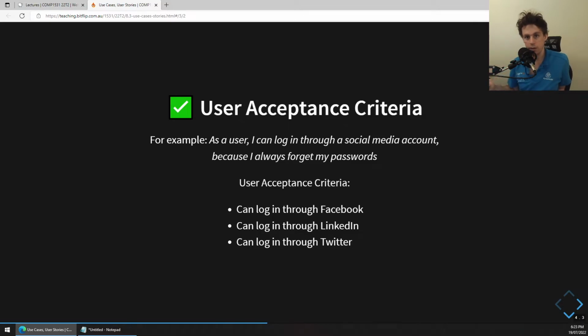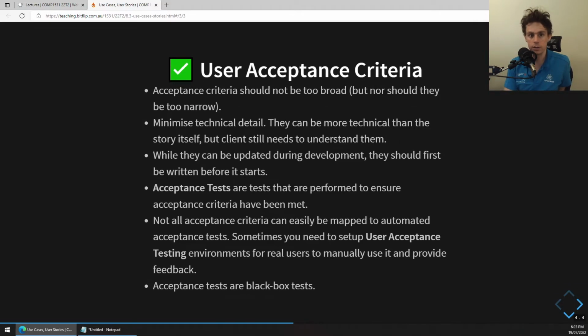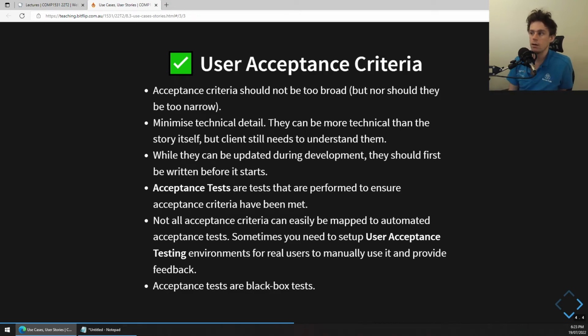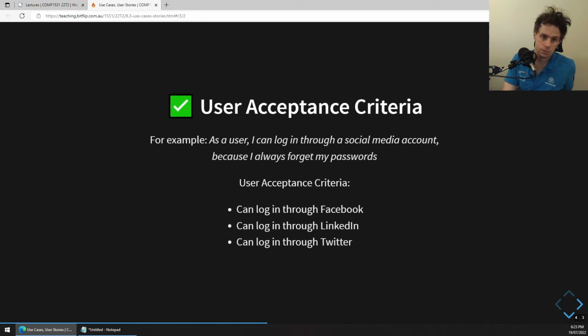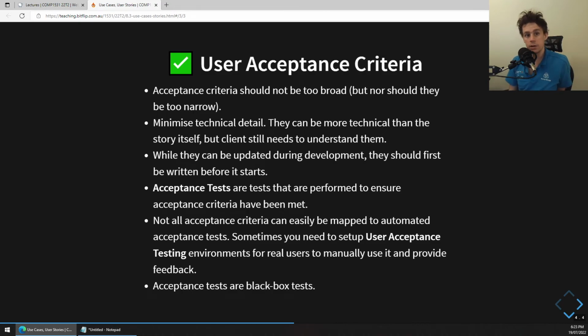They could write a user story like this, and this would be the acceptance criteria: that they can log in through Facebook, that they can log in through LinkedIn, they can log in through Twitter. Did I say Twitter? It's really specific. Acceptance criteria should not be too broad. They shouldn't be too narrow. Just like I said, there's a certain level of balance here. They should minimize technical detail. They should be more about how a user uses something. It should feel like they weren't necessarily written by an engineer per se, but by someone who understands what you're building very well, which of course could be an engineer.